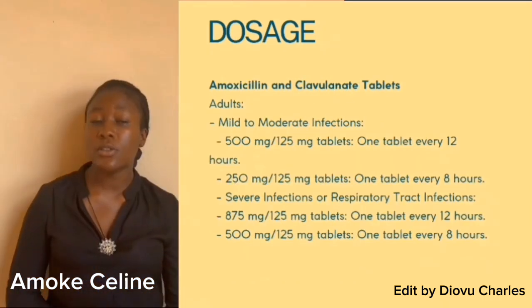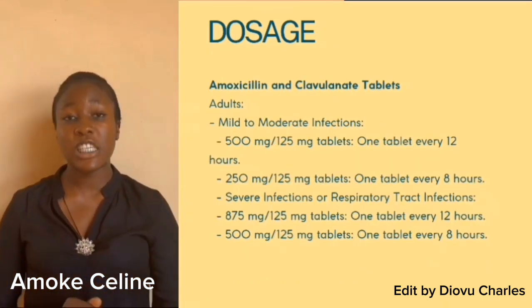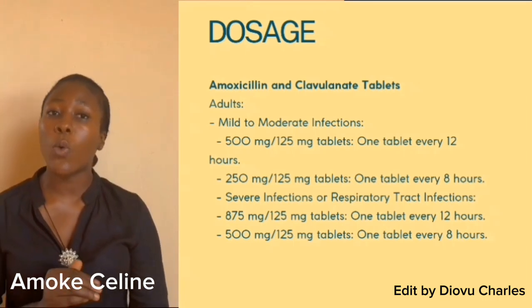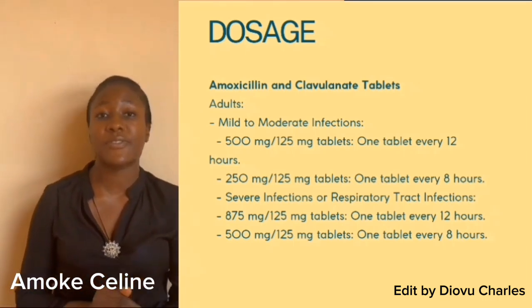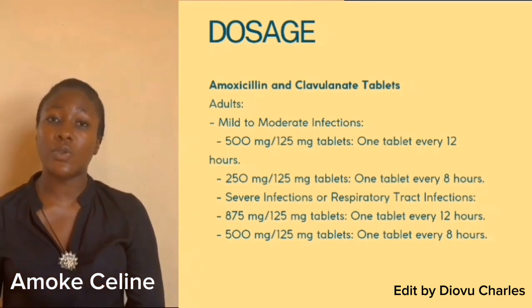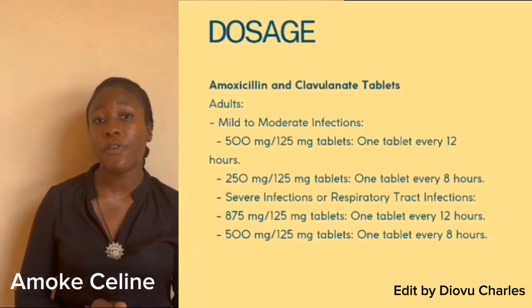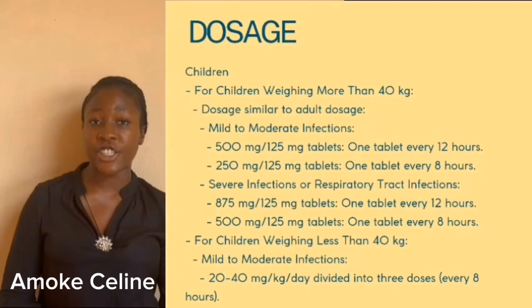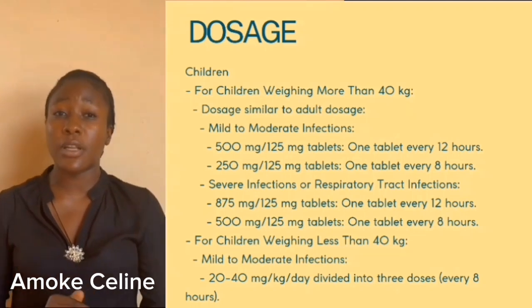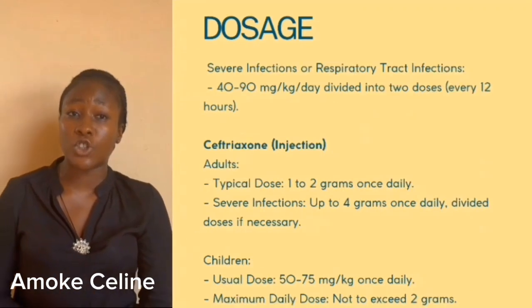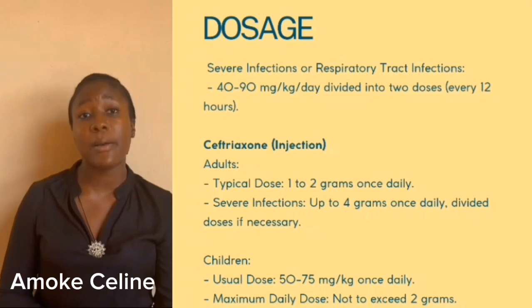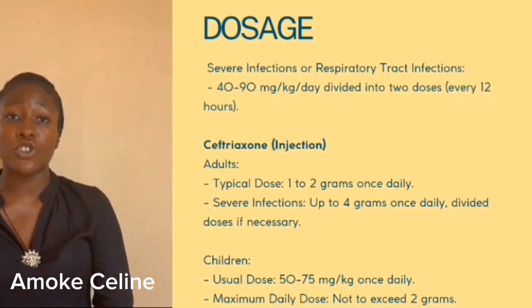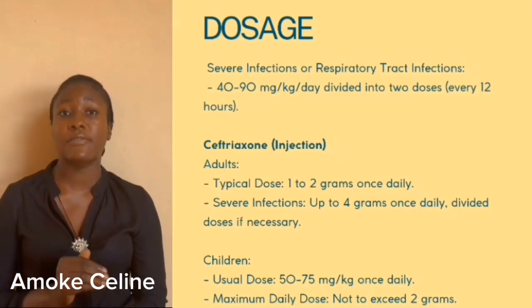For augmentin, children weighing more than 40 kg and adults should take 1 gram every 12 hours for severe infection and 625 mg every 12 hours for mild infection. Children weighing less than 40 kg should take 20 to 40 mg per kg for mild infection and 40 to 90 mg per kg for severe infection. The duration of this drug is 7 days.